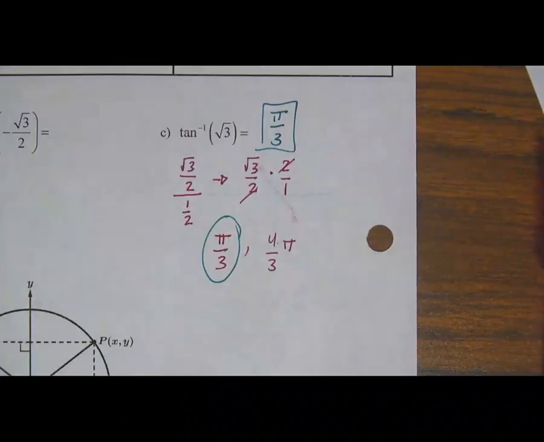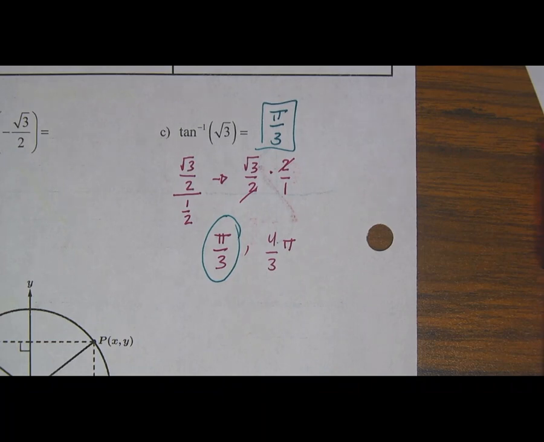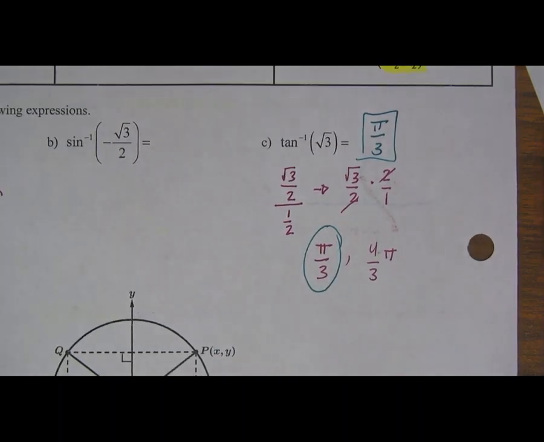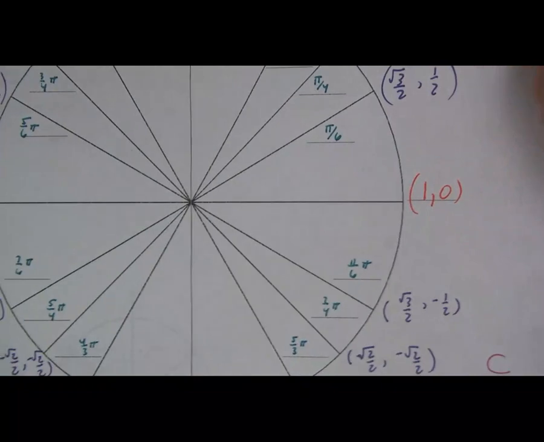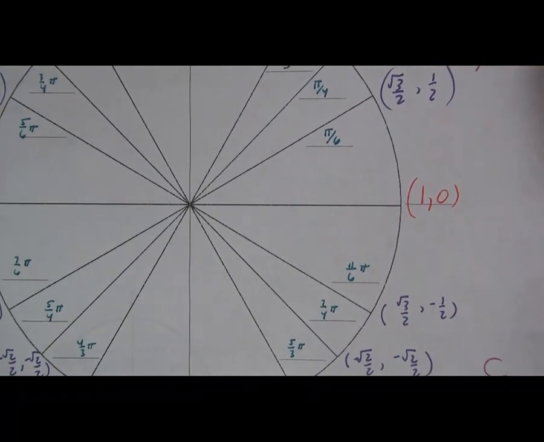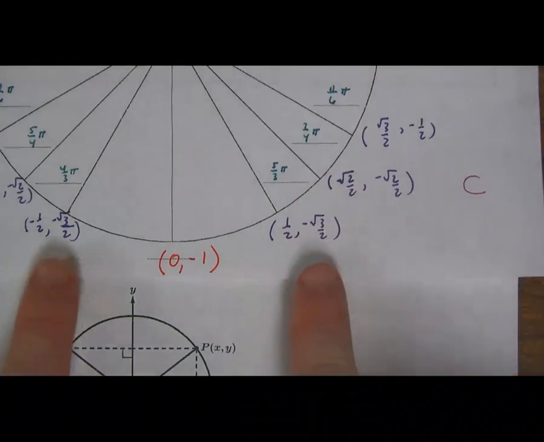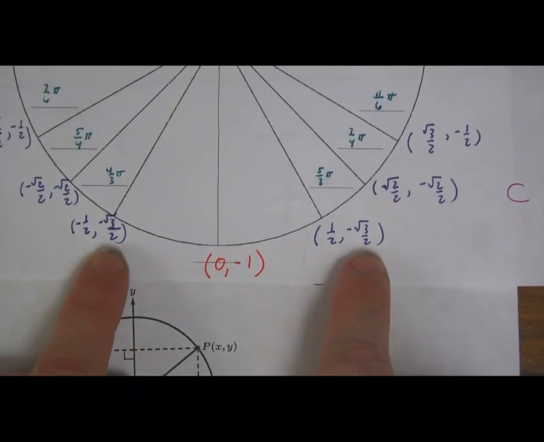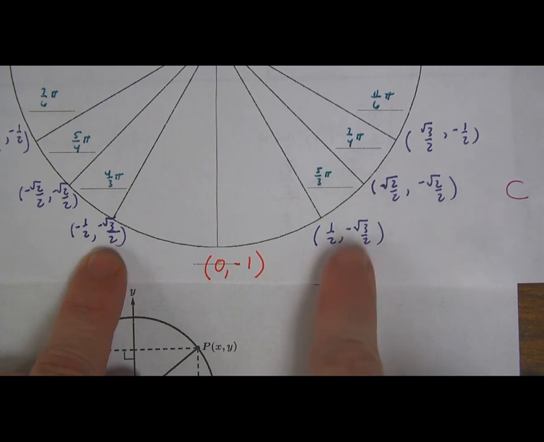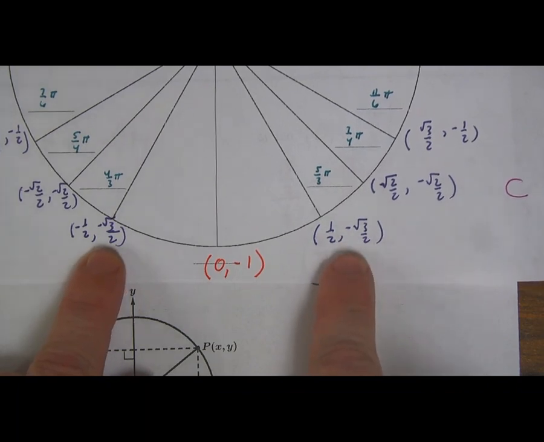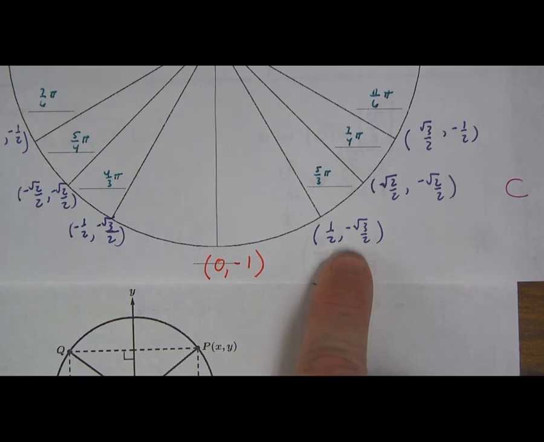Pi/3 is our answer. Now let's go back to B, because it has an added thing to figure out. Arcsine of negative √3/2 means I'm going to think about where sine is negative √3/2. And that means the y value is negative √3/2. And that's down here. It occurs at 4/3 pi and 5/3 pi. So you might be thinking, oh, I get it. It's going to be the 5/3 pi. But that's incorrect.